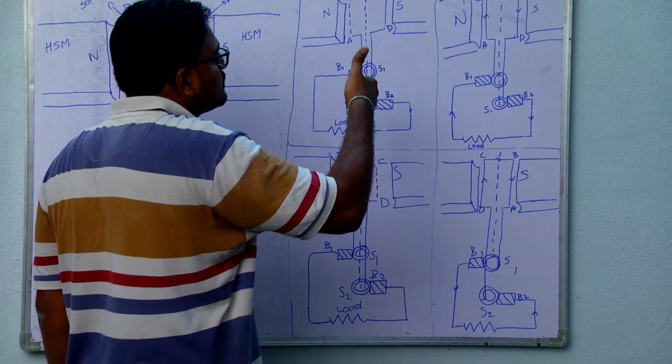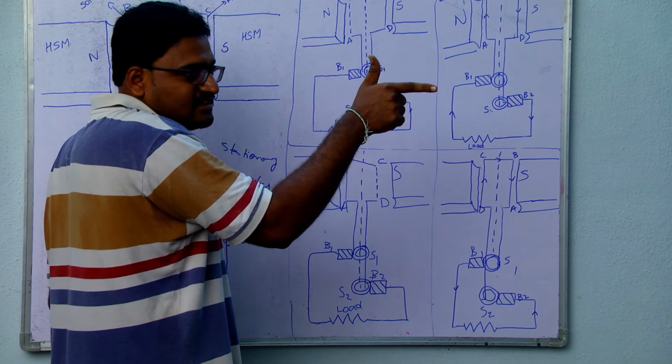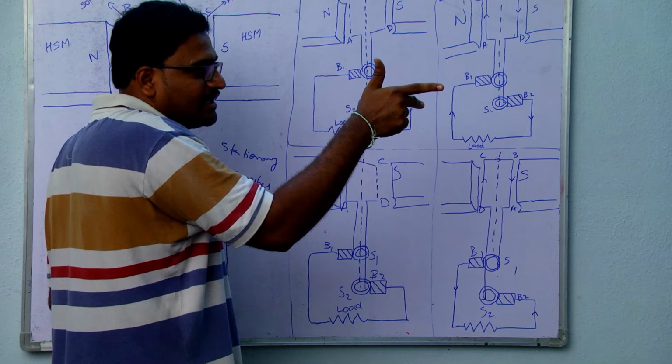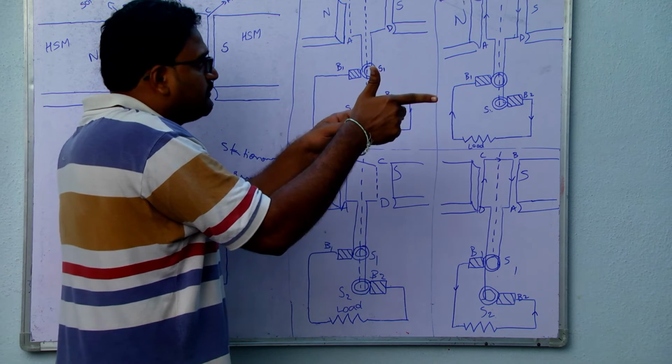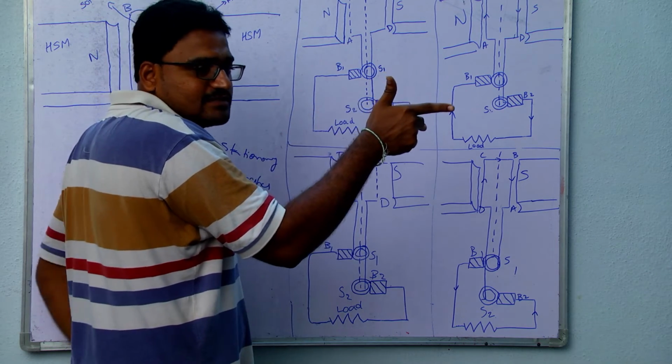Next, direction of magnetic field is north to south. Okay, this is the direction of field. Then direction of current is like this. It should be from A to B. Okay, now direction of current is like this, isn't it?